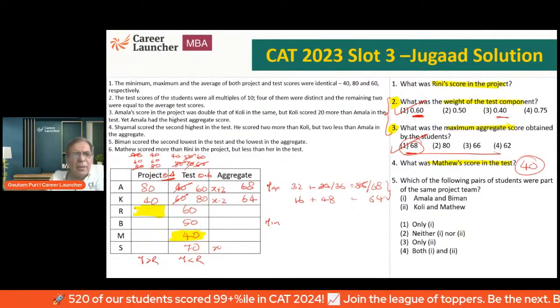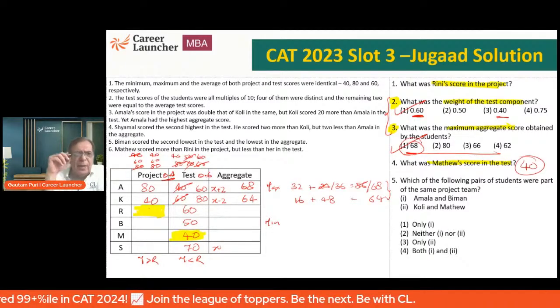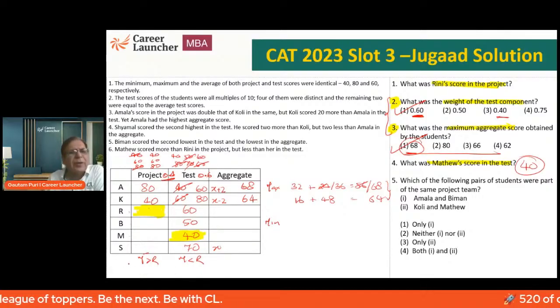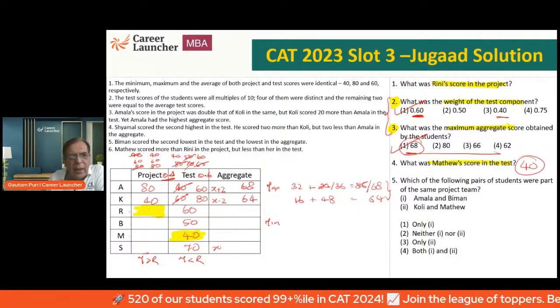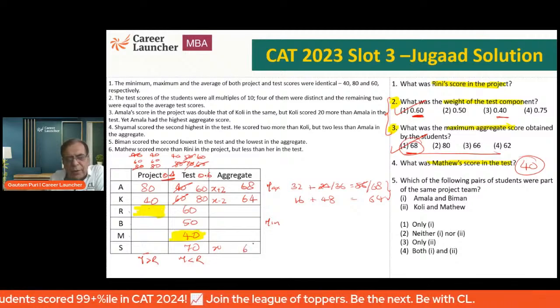Now we look at the remaining. Okay. The first thing: I need to find what happens with these four people. What is easiest? First check what Shamlal's score will be. Okay. What is Shamlal's score? The aggregate of Shamlal has to be 2 less than Amla, which is A. So Shamlal should be 68 minus 2, which is 66.